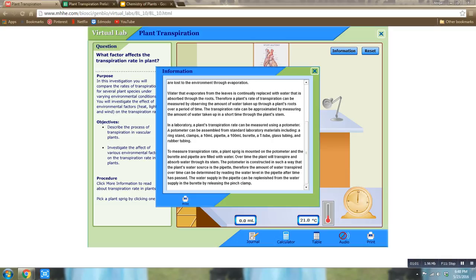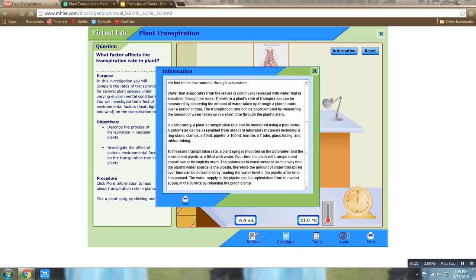The transpiration rate can be approximated by measuring the amount of water taken up in a short time through the plant stem. In the laboratory, a plant's transpiration rate can be measured by using a potometer. A potometer can be assembled from standard laboratory materials including a ring stand, clamps, a pipette, a burette, a T-tube, glass tubing, and rubber tubing.